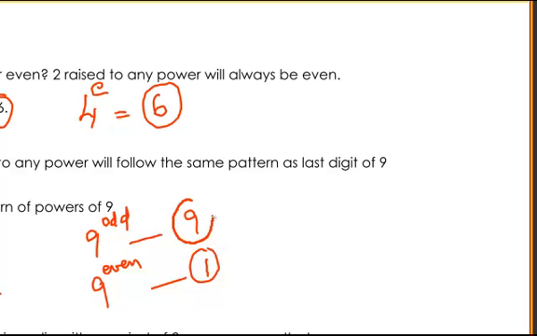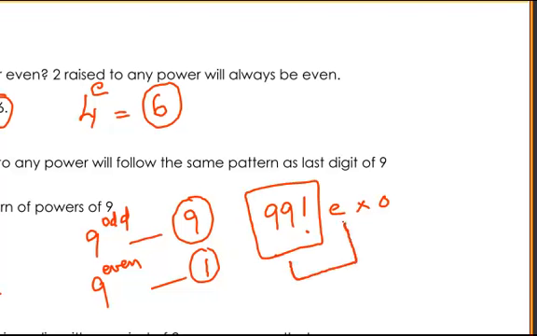So now we have to find out if 99 factorial is odd or even. Very simple. What will be 99 factorial? It will be even, because any factorial above 5 is always going to end in a 0. Right? So 99 factorial is an even number. So 229 raised to 99 factorial will end in 1.